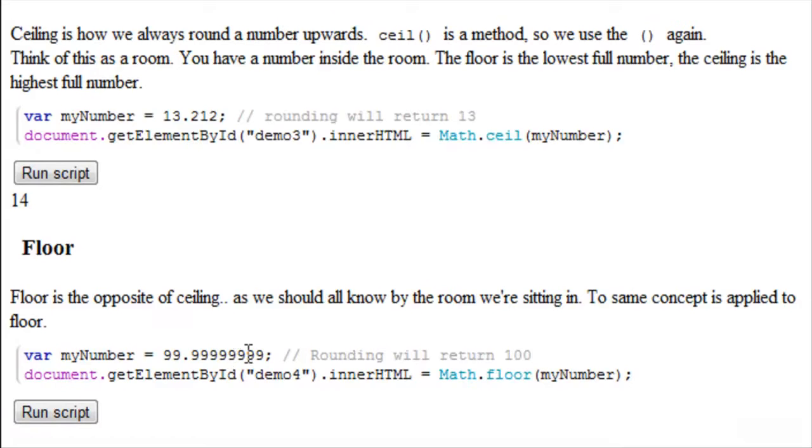Floor is the opposite of ceiling, as we should all know by the room that we're sitting in. The same concept is applied to floor, where variable my number is equal to 9.9999999, rounded, guaranteed, without a doubt, this would be rounded up to 100. But if we wrote math.floor with my number inside of it, it's going to return 99. That's because floor rounds down to the nearest whole number. So when you floor something, all of a sudden 0.99999 becomes irrelevant and it just looks at the number itself.